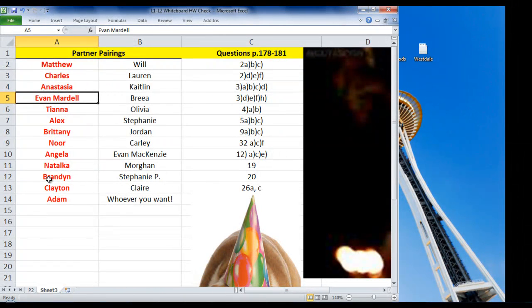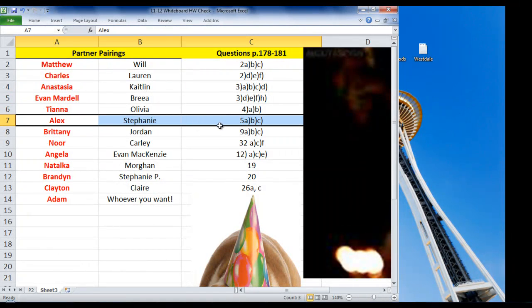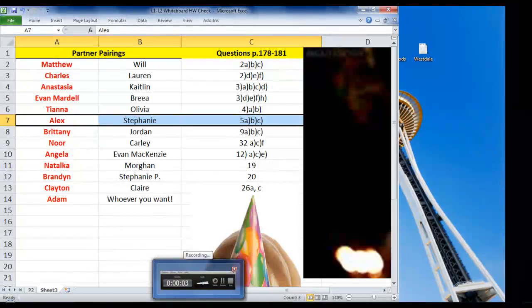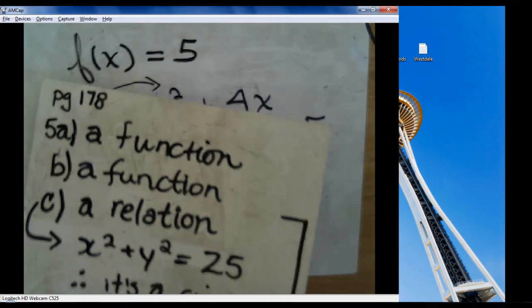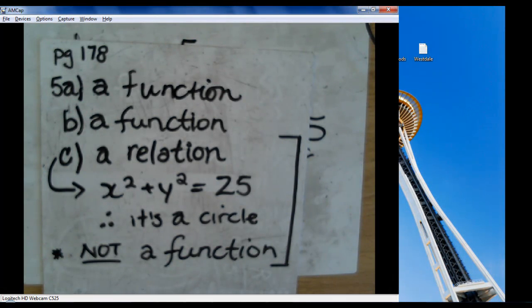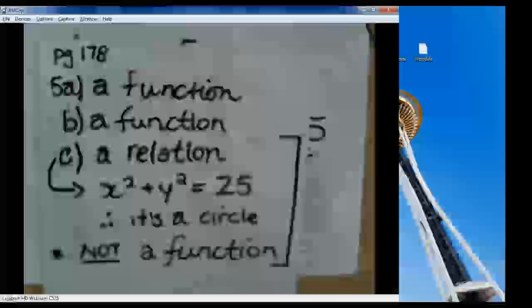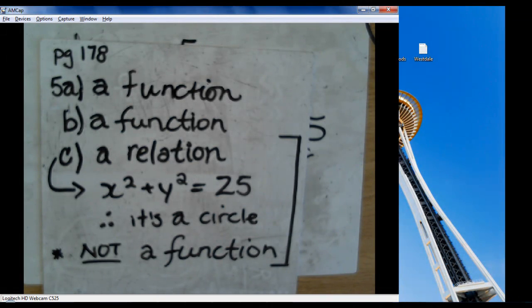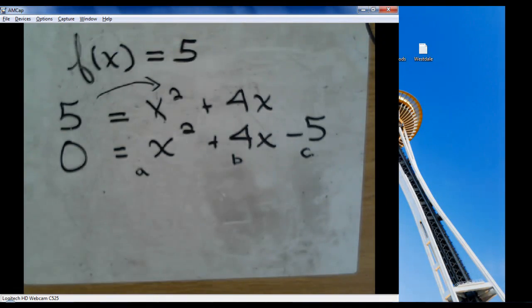Oh, sorry. Stephanie. And who are you with? So 5A, B, C. We're only doing C. Okay, C's no problem. Go ahead. Ours is basically just labeling if it was a function or relation, and C wasn't a function, it was a relation, because that's the formula for a circle, and circles can't be functions, so it's a relation. Absolutely. Perfect.